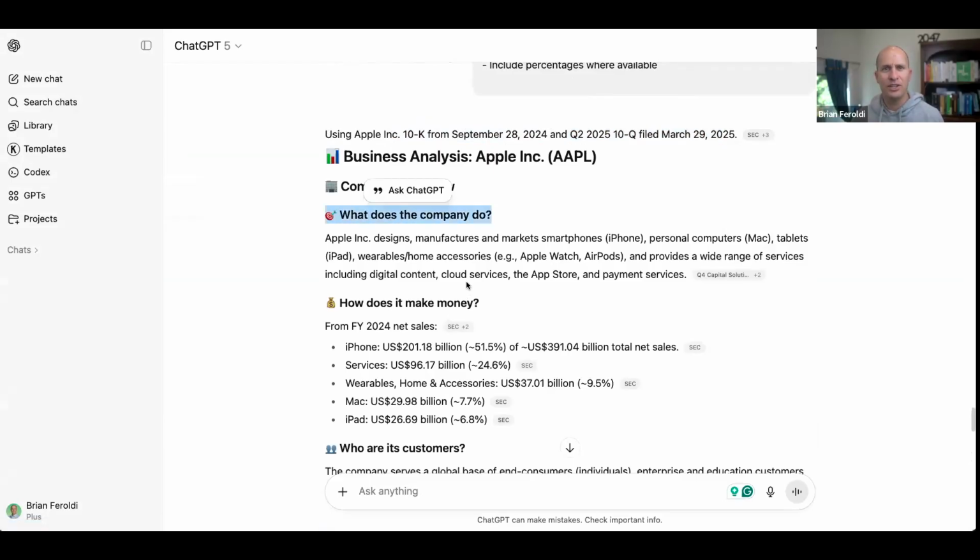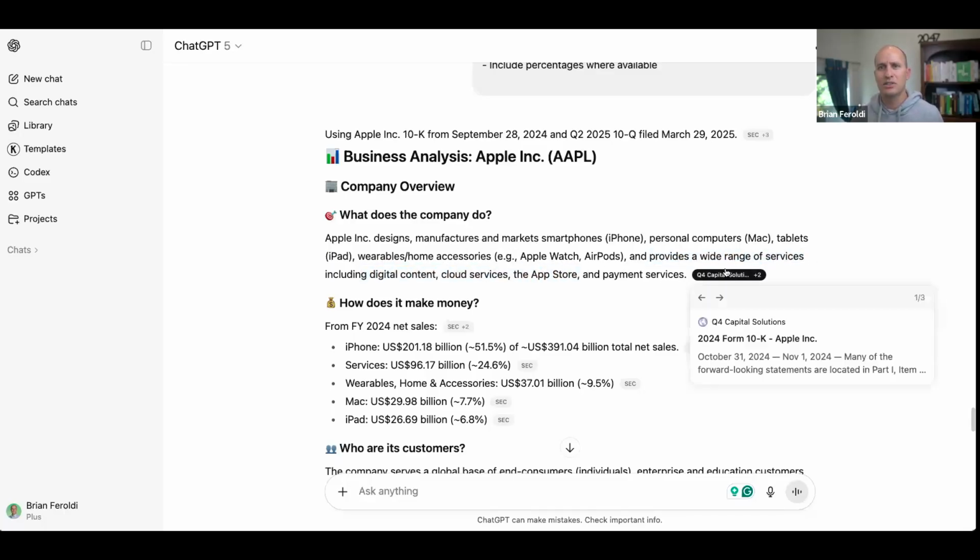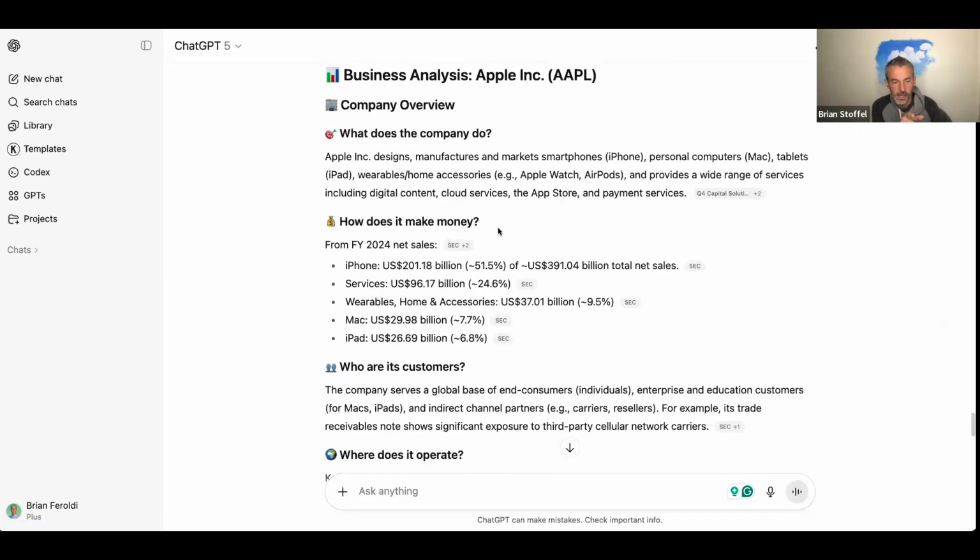What does this company do? Apple designs, manufactures, and markets smartphones, the iPhone, personal computers, Mac, tablets, the iPad, wearables, Apple Watch, AirPods, and provides a wide range of services, including digital content, cloud, app store, and payment services. That looks pretty spot on to me. I love this next part. This next part's my favorite, most useful part for me.